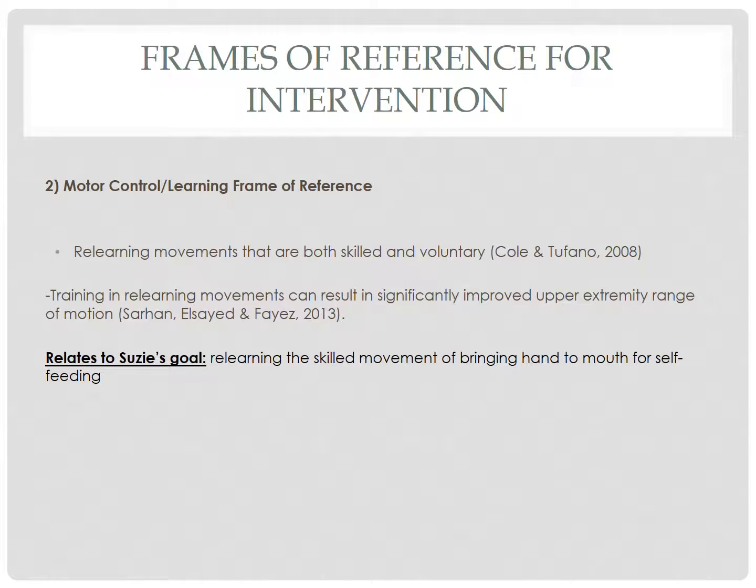The next frame of reference that I decided to use is the motor control or motor learning frame of reference. This focuses on just relearning movements that are skilled and voluntary. Some of the literature reported similar information, that training and relearning movements can help to improve all kinds of movements, but in this specific study, it did show significant improvement in upper extremity range of motion. This relates to Susie's goal because it helps her to relearn the skilled movement that is needed for bringing her hand to her mouth during self-feeding.